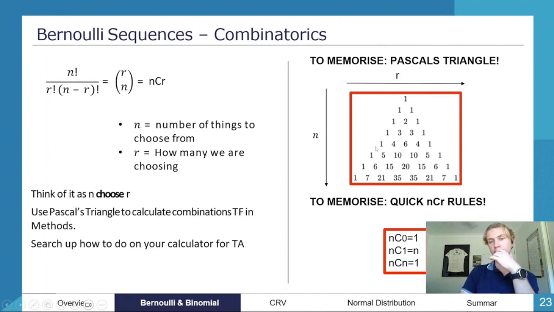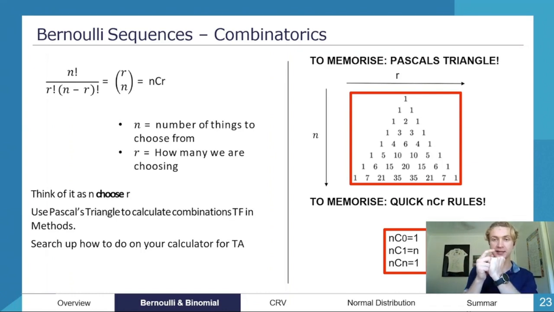Then here, 1's on the outside. Just adding 1 each time because it's like a triangle. 1 plus 3 is 4. And 3 plus 3 is 6. 3 plus 1 is 4. And then we put a 1 on the outside. And we just keep going down and down and down into perpetuity.